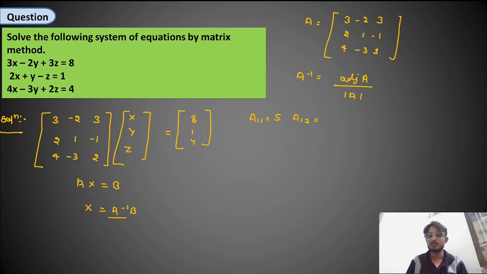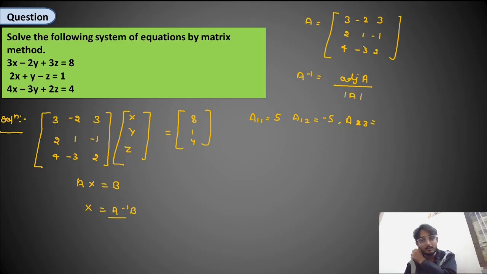2 2s are 4, minus 4; 3 3s are 9, minus 9 plus 9; 9 minus 4 plus 5, and here the sign will be changed to minus 5. A13: eliminating the first row and third column, you will get 2 1 4 minus 3, 2 3s are 6, minus 6.